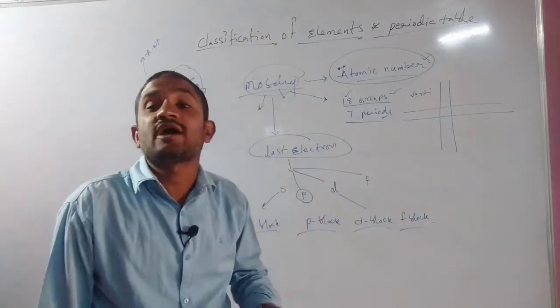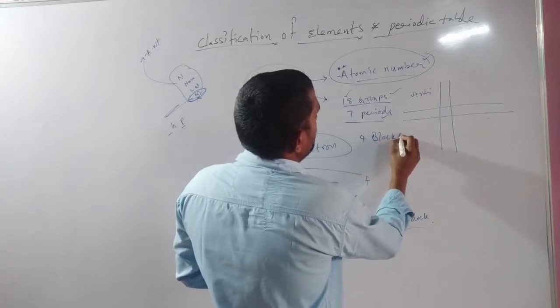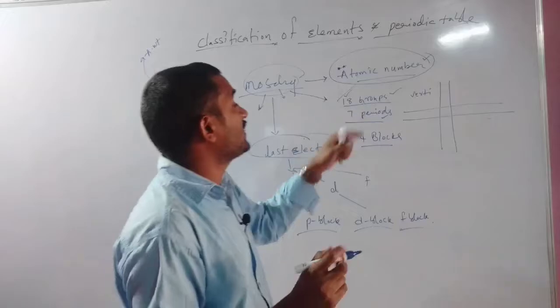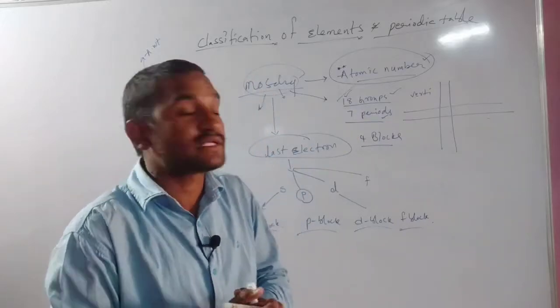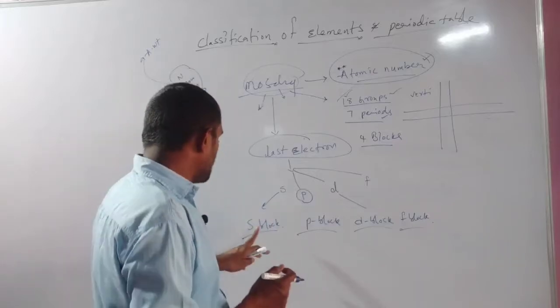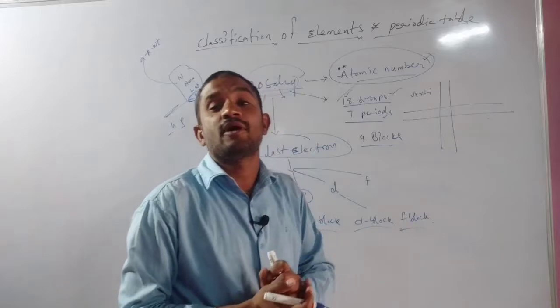In the modern periodic table, how many blocks are there? 4 blocks. How many groups are there? 18 groups. How many periods? 7 periods. How many blocks? 4 blocks. What are they? s block, p block, d block and f block.